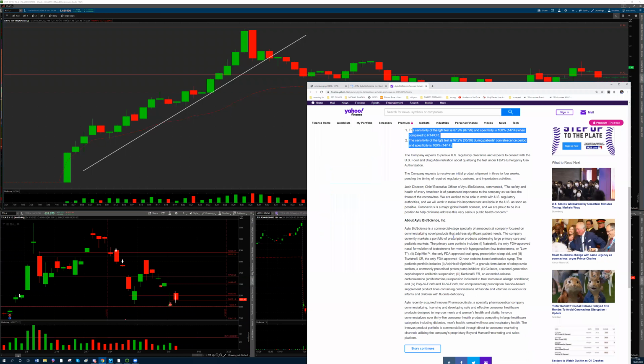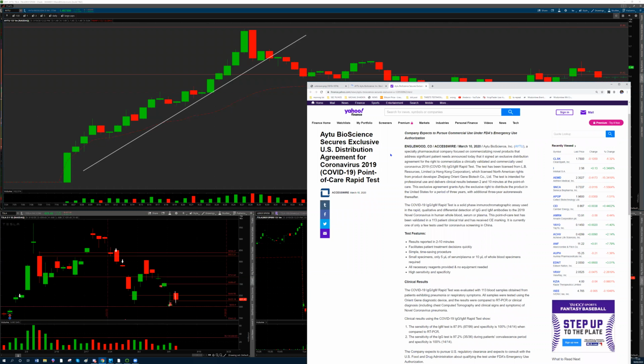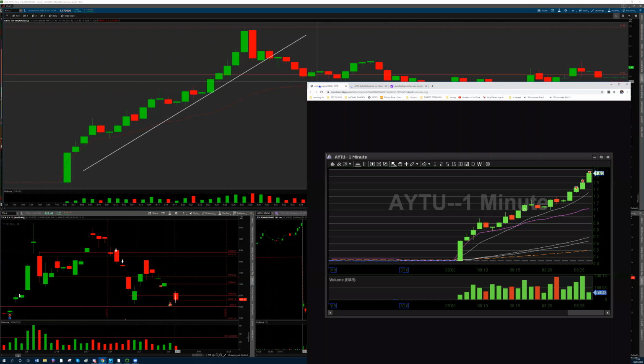So this would be huge if they got that exclusive contract to offer those test kits to the US. So basically you're saying you took this trade due to the strong catalyst, because all the coronavirus stocks are in play and they can grind up. And also because you have a pretty decent amount of institutional ownership, right?